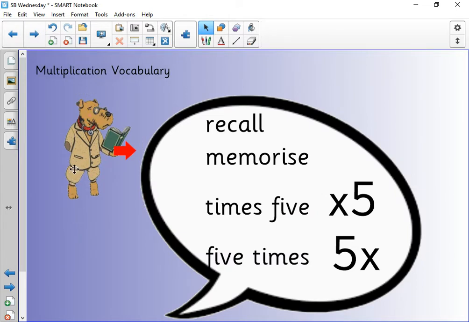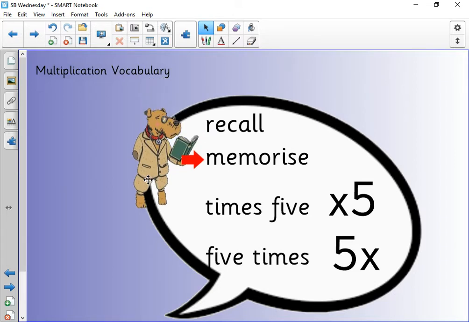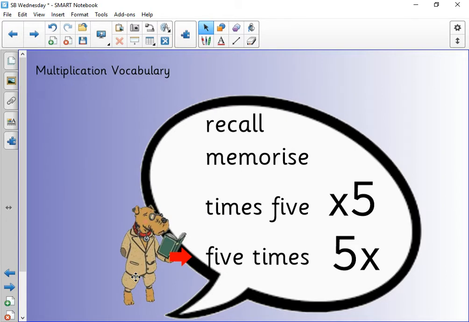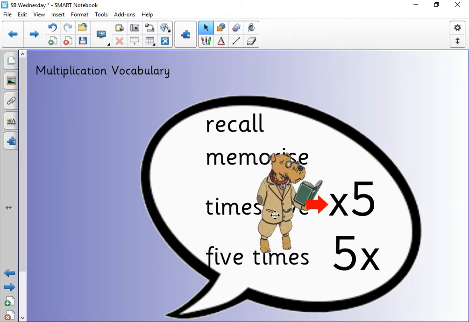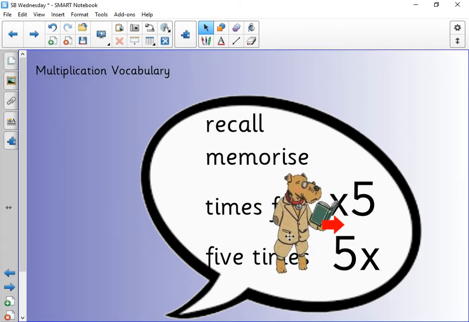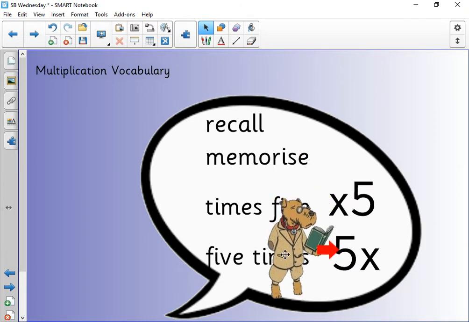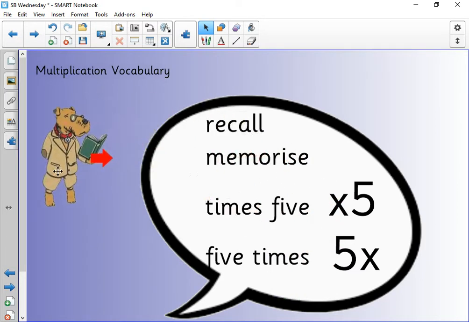Here's Victor. Let's read the vocabulary together. Recall, your turn. Memorize, your turn. Times 5, your turn. 5 times, your turn. So today we're going to be practicing multiplying by 5 and looking at 5 groups. Both these calculations will have the same answer.